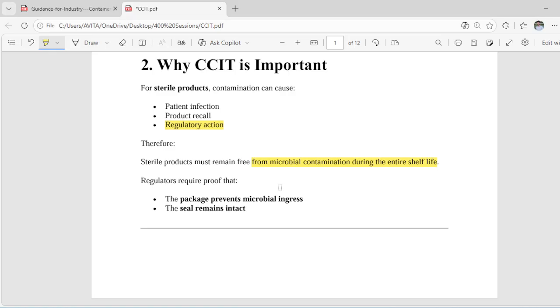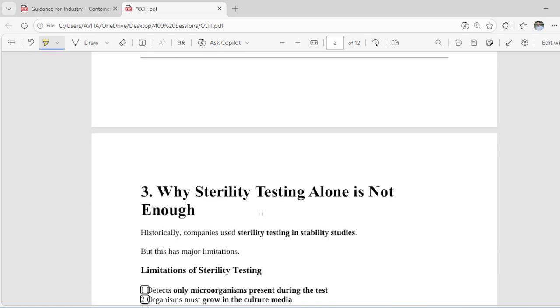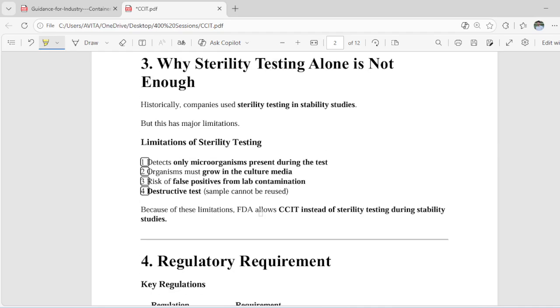And the regulators require proof. What proof do they require? First, the package prevents microbial ingress, meaning microbes should not be able to enter your final product, and the seal remains intact throughout its shelf life.